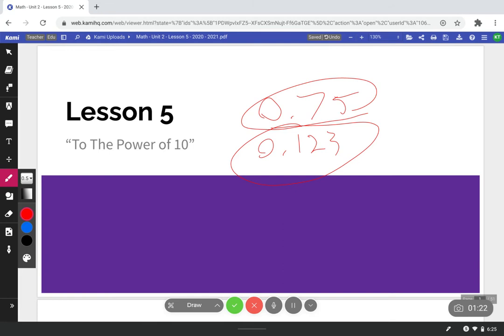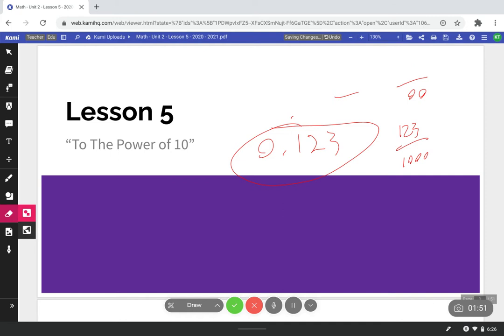So this is 75 hundredths, and as a fraction, it would be 75 over 100. And this next one is 123 thousandths. That would be 123 over 1,000. So I want y'all to be comfortable with saying the proper name and being able to translate it into fractions. So no more 0.75. We are saying 75 hundredths. We have graduated from the rudimentary names. We are moving on up.